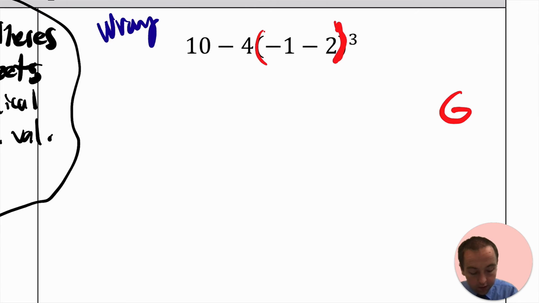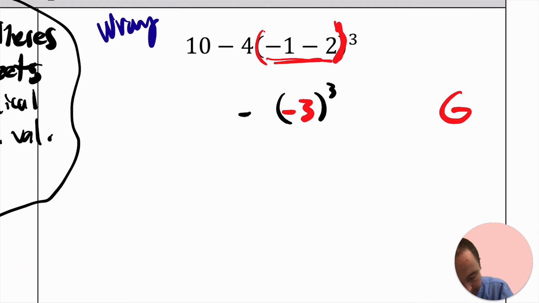So we're only focusing on this stuff inside, nothing outside of it. So the 4, the 3, the 10 have nothing to do with anything that we should do first. So we just need to take -1 minus 2. And -1 minus 2 is -3. And that's the only thing we're going to change. So we're going to leave everything else the same. Okay. And so we took care of grouping symbols.